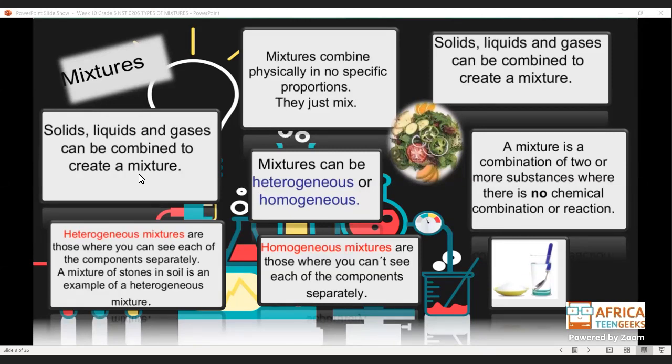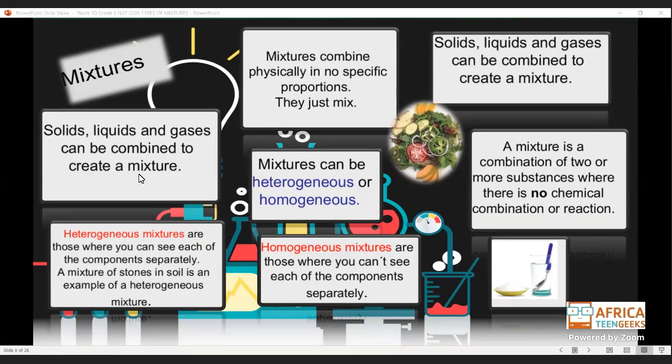Absolutely, I'm going to be a while. There are two types of mixtures. There's heterogeneous and homogeneous. Okay. Now, homogeneous mixtures, you can't see the components separately.